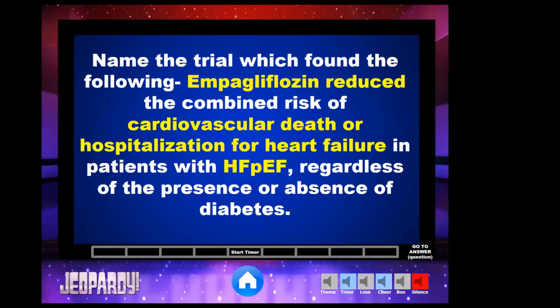Empagliflozin reduced the combined risk of cardiovascular death or hospitalization for heart failure in patients with HFpEF, regardless of the presence or absence of diabetes. This is a recent landmark trial establishing the role of empagliflozin in HFpEF as well. Let's start the timer. Sorry, the timer's having a bit of a malfunction. There we go.